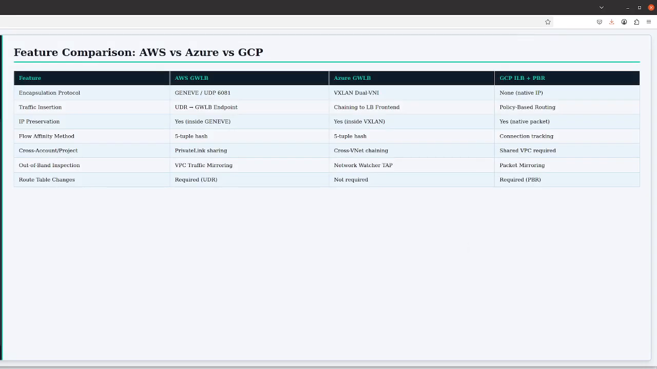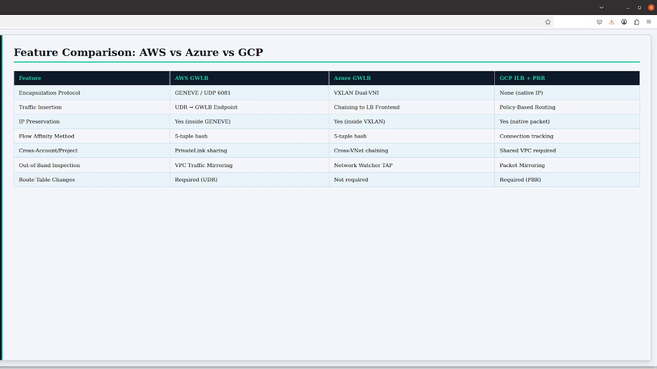Feature comparison: AWS versus Azure versus GCP. Now that we have covered the architecture and configuration of all three platforms in depth, let us consolidate the comparison into a structured feature matrix. This will help you quickly identify which platform's capabilities align with your specific requirements.